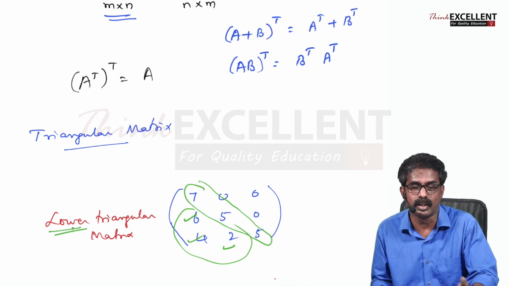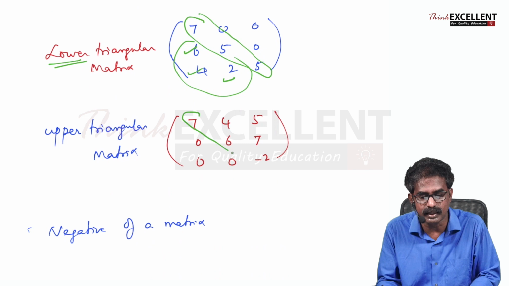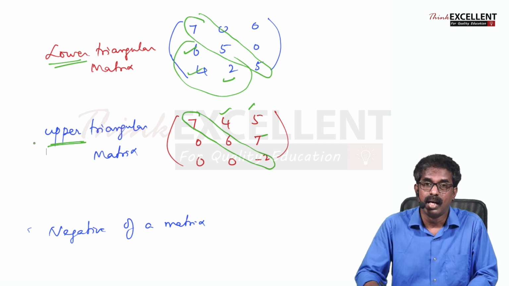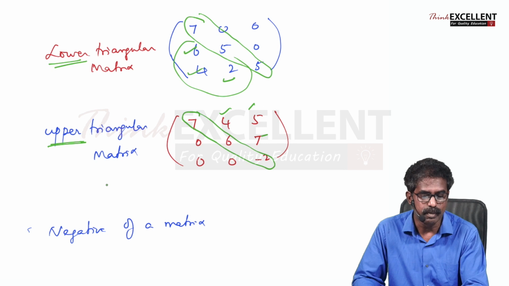Just the reverse one, the opposite one. If you have elements in the upper part, so this is the diagonal, right? Here you have elements in the upper part. So what do we call that? Upper triangular matrix. So lower triangular matrix, upper triangular matrix.